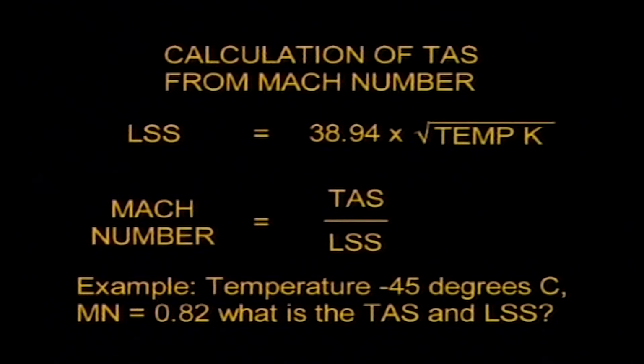Local speed of sound and Mach number calculations may be achieved using an electronic calculator with the following formulae. Local speed of sound is equal to 38.94 multiplied by the square root of temperature in Kelvin, and Mach number equals TAS divided by local speed of sound.